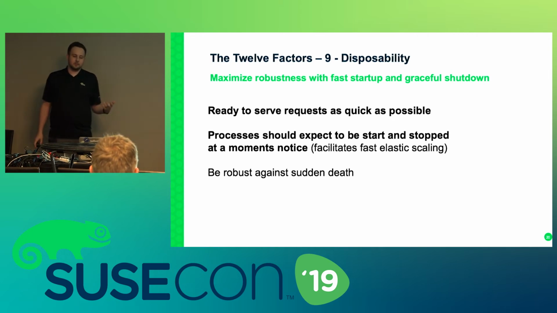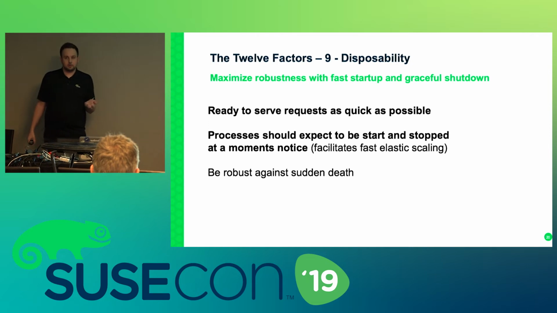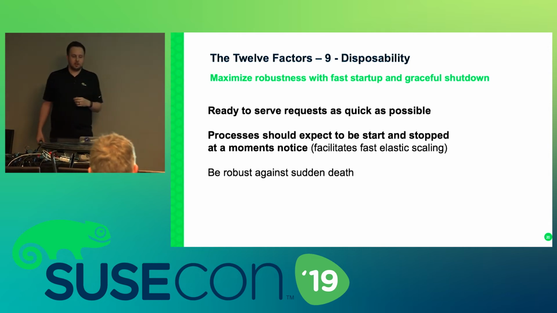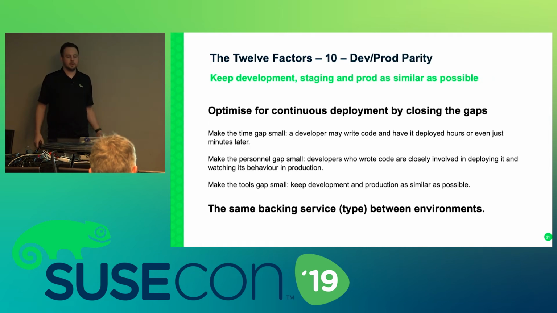Our microservices have to be robust against sudden death, and they should also be ready to serve requests as quickly as possible. Now, that part is a little bit less relevant these days, especially in the world of Kubernetes, because, like I mentioned earlier, we can have a readiness probe with Kubernetes that checks to see if an application is ready to serve traffic and won't send traffic to that specific container until it can.